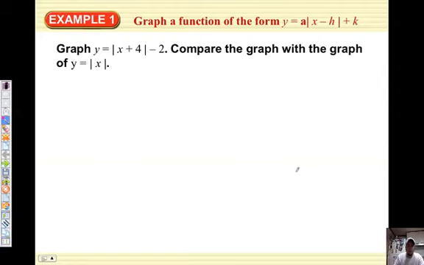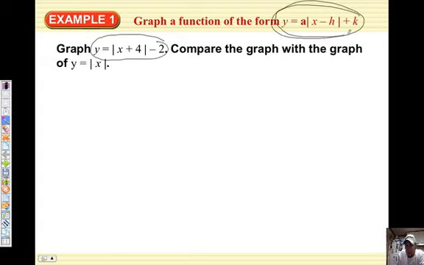Alright, let's get to it. Example number 1. Here is the graph that you're looking at. Here's what I want you to write down though. This is the general form of an absolute value function.